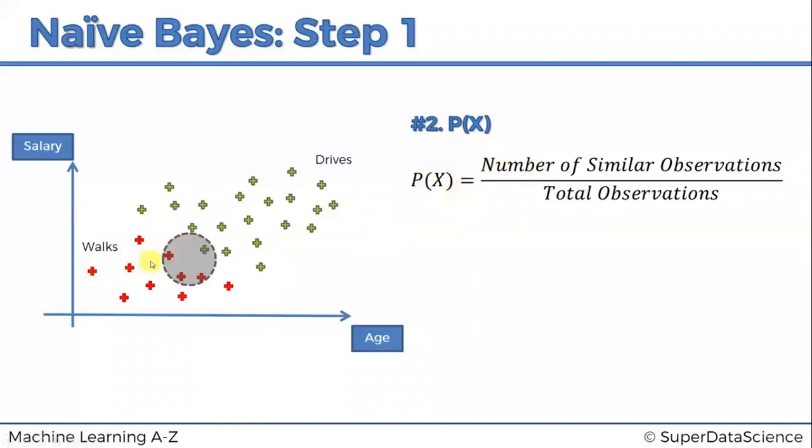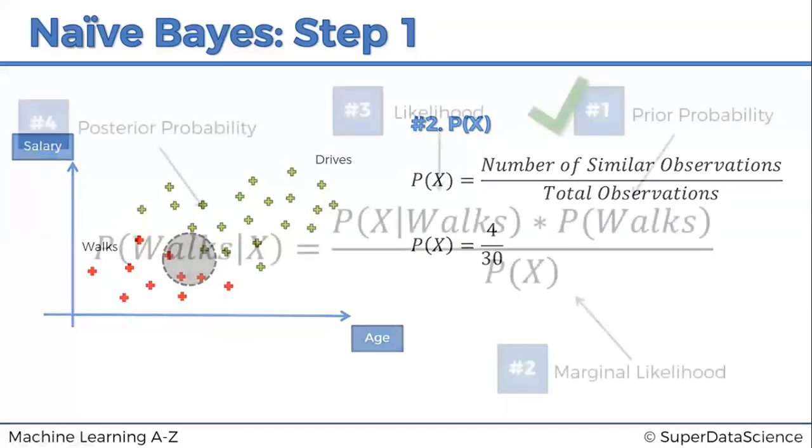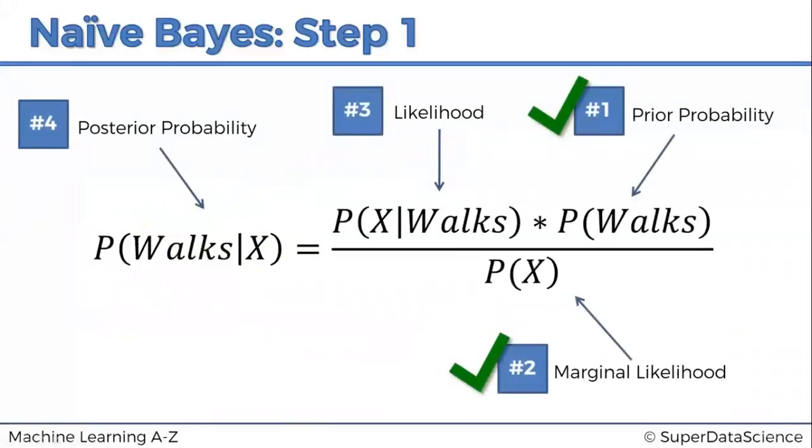And P of x is calculated as the number of similar observations, so the number of observations that we can see in this circle, so 1, 2, 3, 4, divided by the total number of observations, which is 30. So P of x is 4 divided by 30. Once again, just to reiterate, P of x tells us what is the likelihood of any new random variable that we add to this data set falling inside this circle. And it is 4 over 30 because we only have 4. Based on prior knowledge, we can tell that there's 4 here and there's 30 in total. All right, so that wasn't hard at all as well. We calculated the marginal likelihood. So far we've got this one and we've got this one.